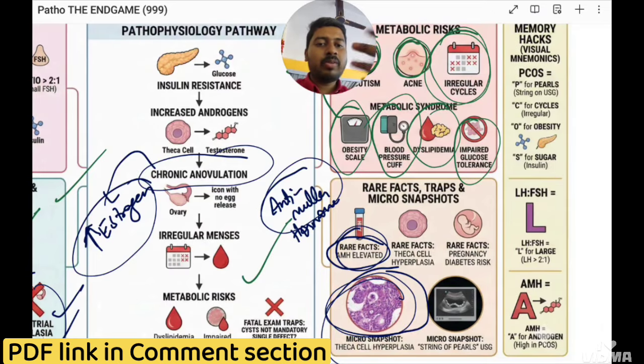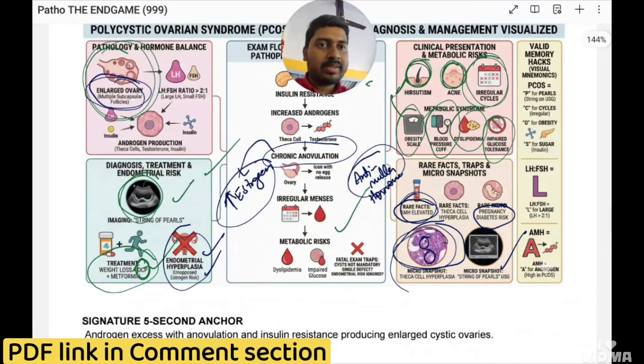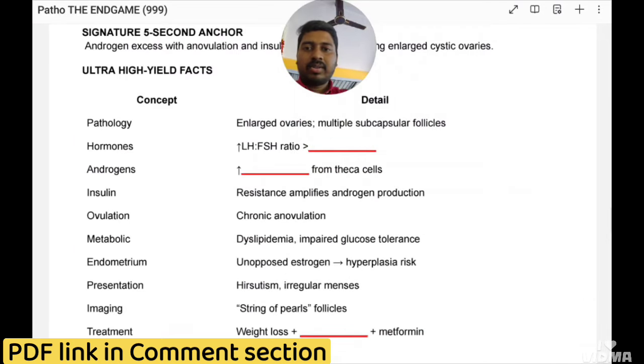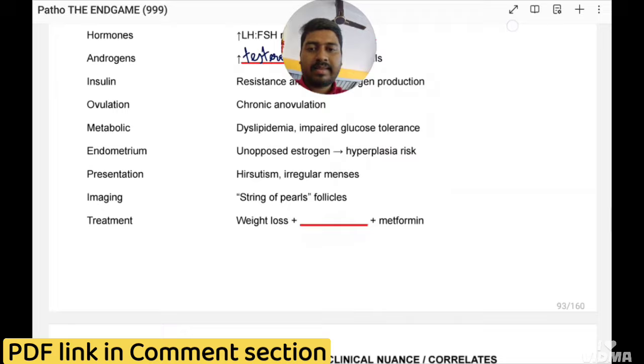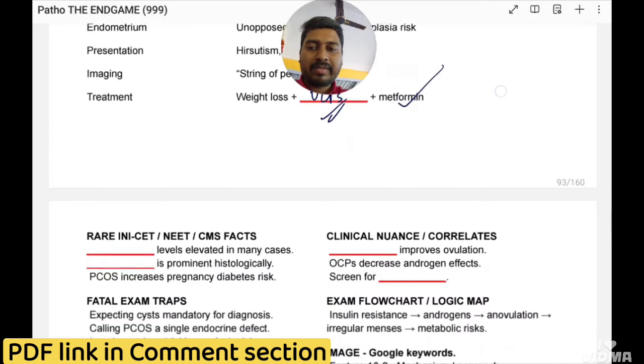So this is one of the clues in MCQs that will be asked. On microscopy you will find theca cell hyperplasia. You can see here theca cell hyperplasia. Okay, and then during pregnancy there is risk of diabetes also. String of pearl appearance on USG I have also told. Okay. So the LH FSH ratio is increased, it is more than 2:1, where LH is almost double that of FSH. Androgens, increased testosterone, is released from these theca cells. Treatment, weight loss plus OCPs, okay, and then you give metformin.